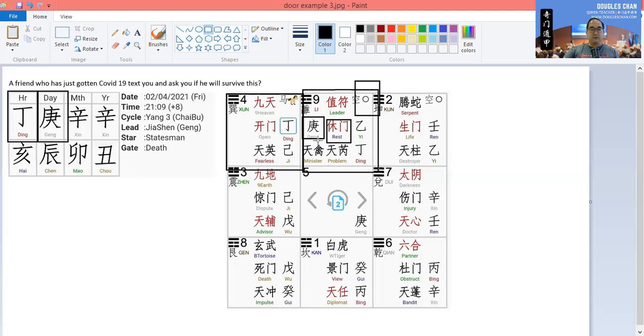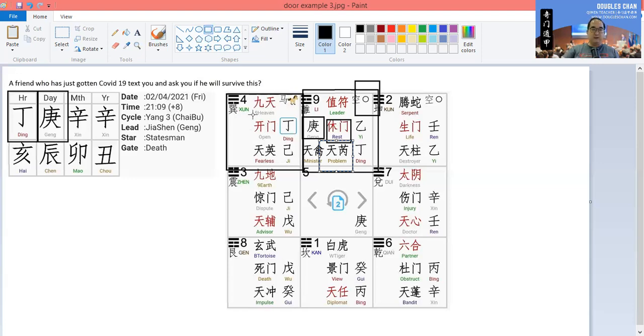So the Problem Star is over here. That means the Problem Star is associated with the Rest Door and the Leader, so technically the health issue will not be too bad. Although COVID itself is still a virus, with this Problem Star associating with a Rest Door and the Leader, it is not too bad. Actually, it's quite good. We also need to see the answer itself. The answer is actually a good answer.